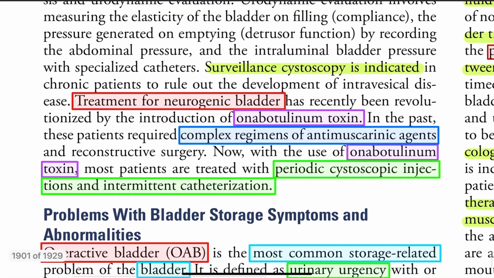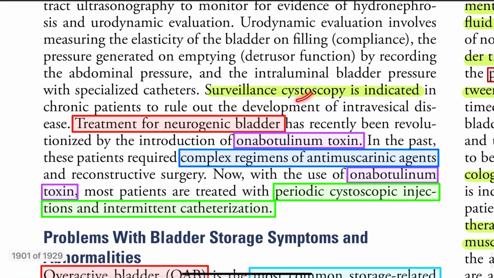Surveillance cystoscopy is indicated, and the treatment of neurogenic bladder is botulinum toxin, onabotulinum, along with a complex regimen of anti-muscarinic agents. Most patients are treated with periodic cystoscopic injection and intermittent catheterization.